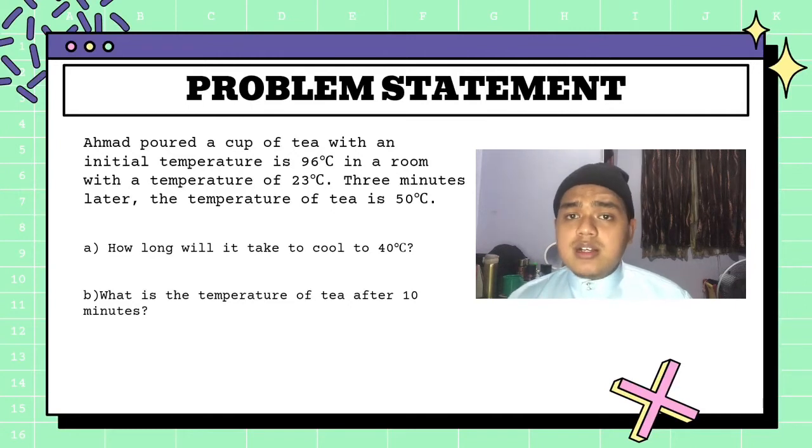Ahmad poured a cup of tea with an initial temperature of 96 Celsius in a room with a temperature of 23 Celsius. 3 minutes later, the temperature of tea is 50 Celsius. So, the question is, A, how long will it take to cool to 40 Celsius? B, what is the temperature of tea after 10 minutes?